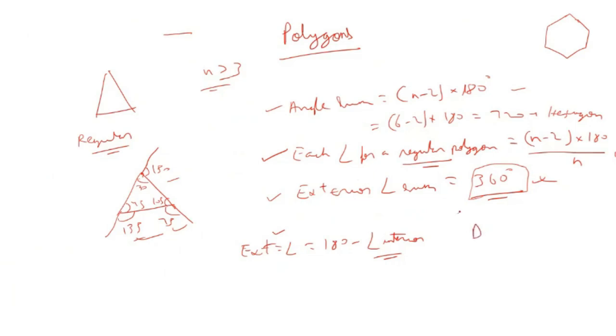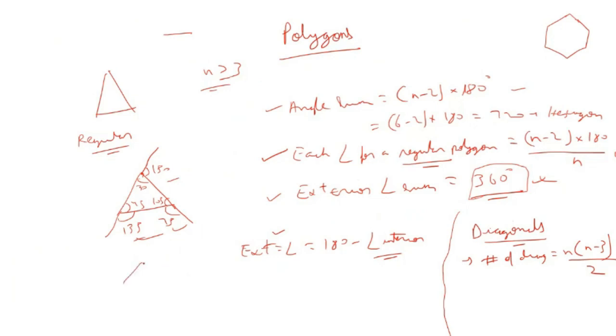So for the diagonals of a polygon, the total number of diagonals of any polygon will be n into n minus 3 over 2. How to get this? How do we get diagonals? We get diagonals by joining any two vertices.